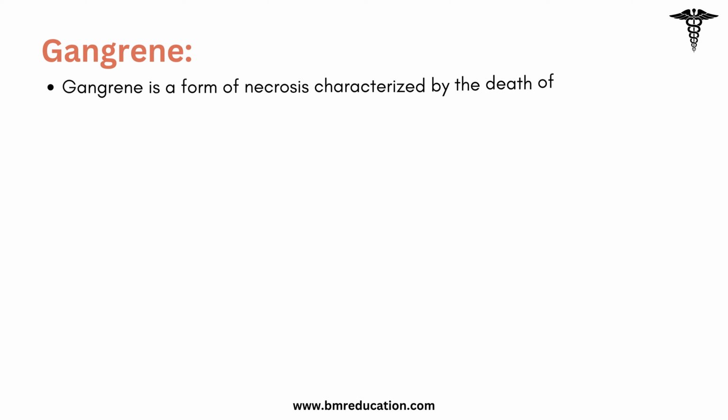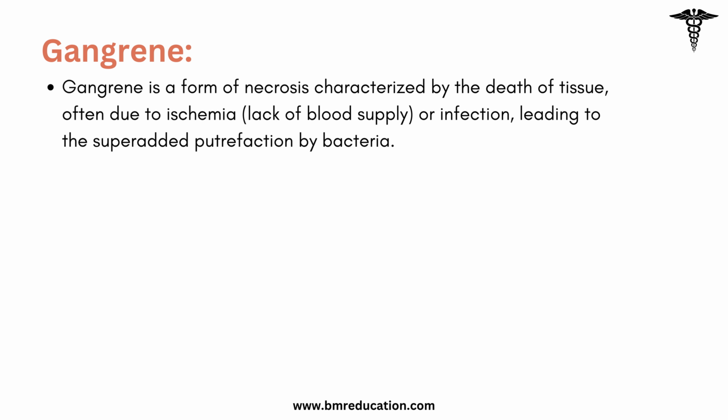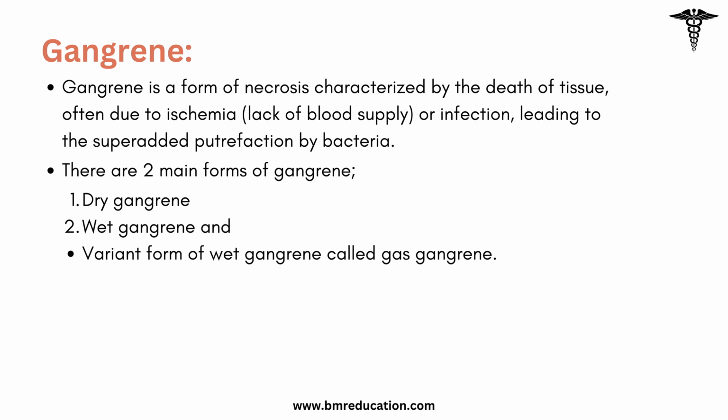Gangrene is a form of necrosis characterized by the death of tissue, often due to ischemia or infection leading to the superadded putrefaction by bacteria. There are two main forms of gangrene, dry and wet, and a variant form of wet gangrene called gas gangrene.